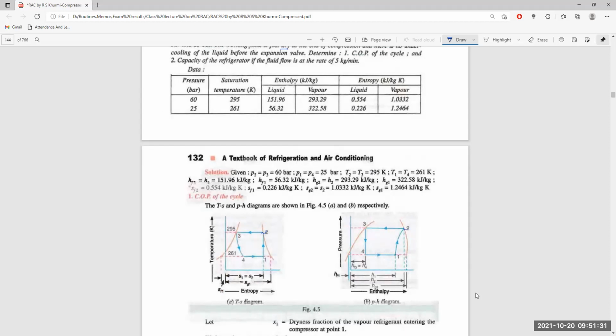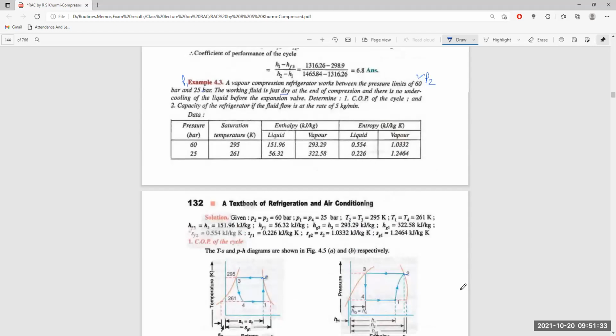So here it is already given. And there is no undercooling of the liquid before the expansion valve. So expansion is going on here at point 3. Expansion is started on the liquid itself. It is not cooled somewhere and started from anywhere else. And we have to find the COP. We have to calculate the capacity of the refrigerator, if the fluid flows at the rate of 5 kg per minute itself.